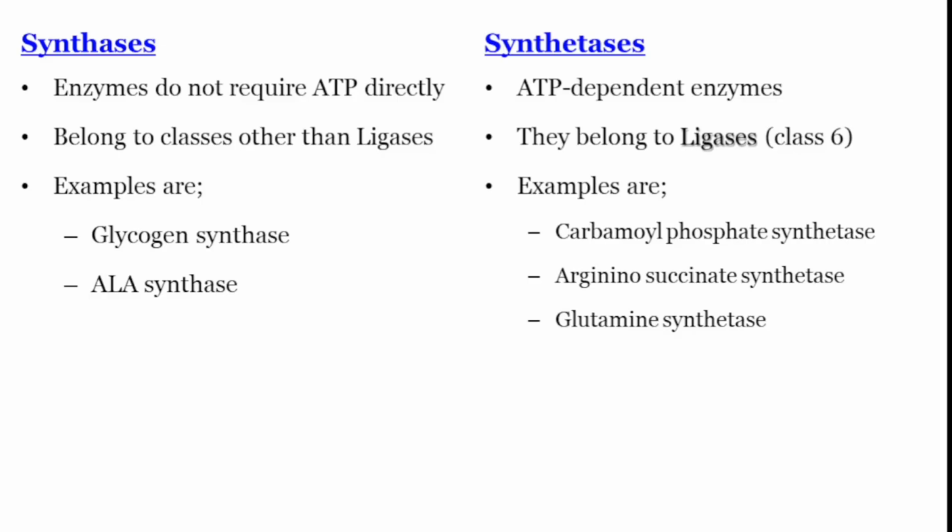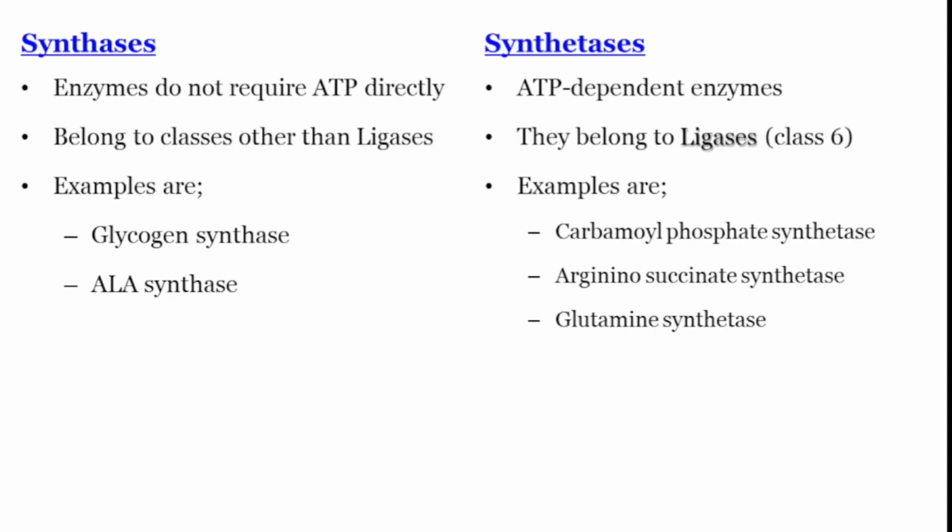The enzyme synthetase is the enzyme which forms macromolecules by using ATP. This belongs to the ligase, or class 6 enzymes. For example, glutamine synthetase, argininosuccinate synthetase, and carbamoyl phosphate synthetase.